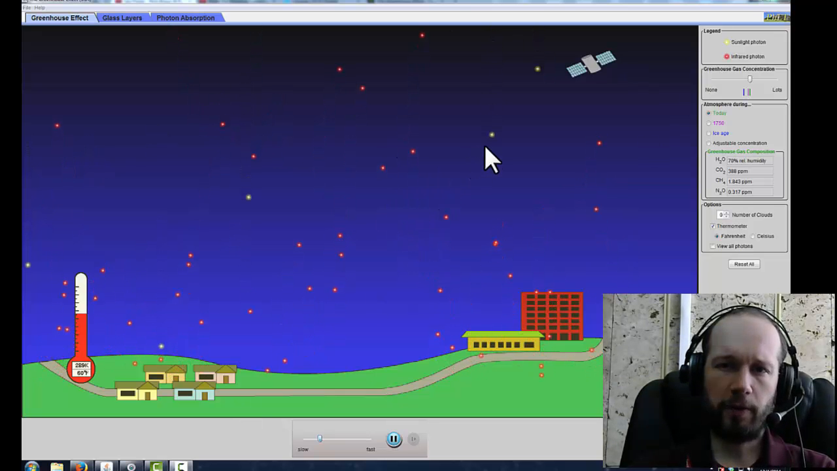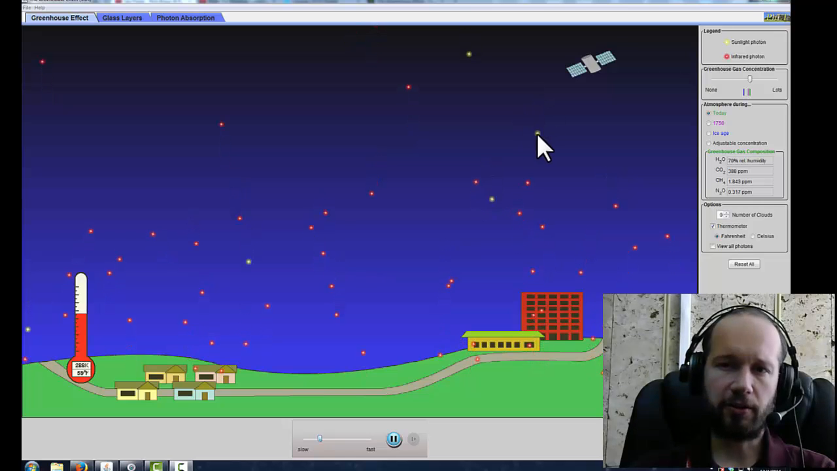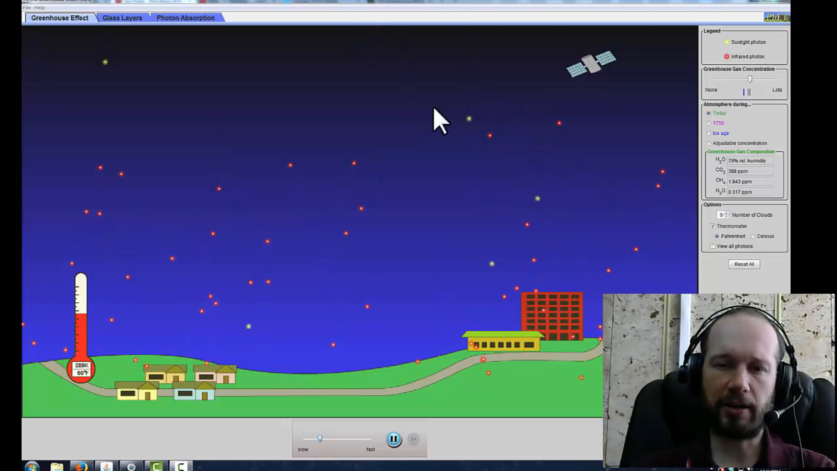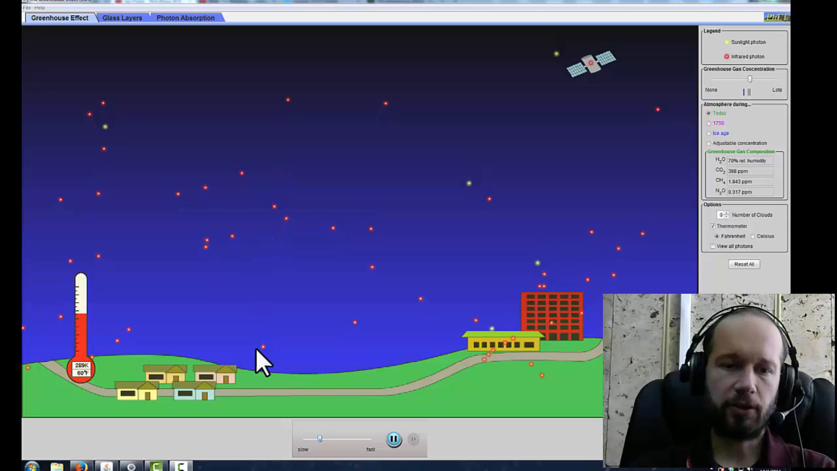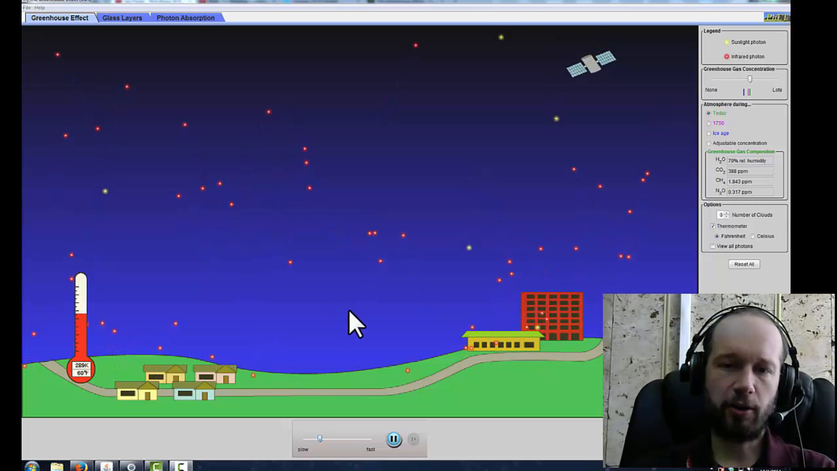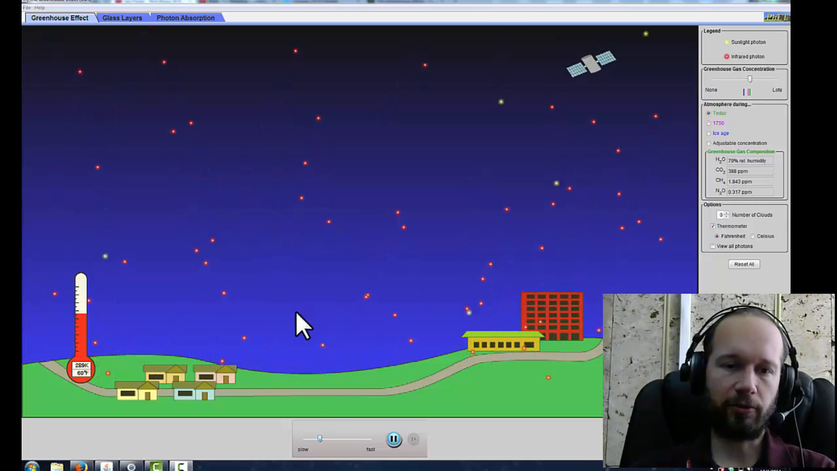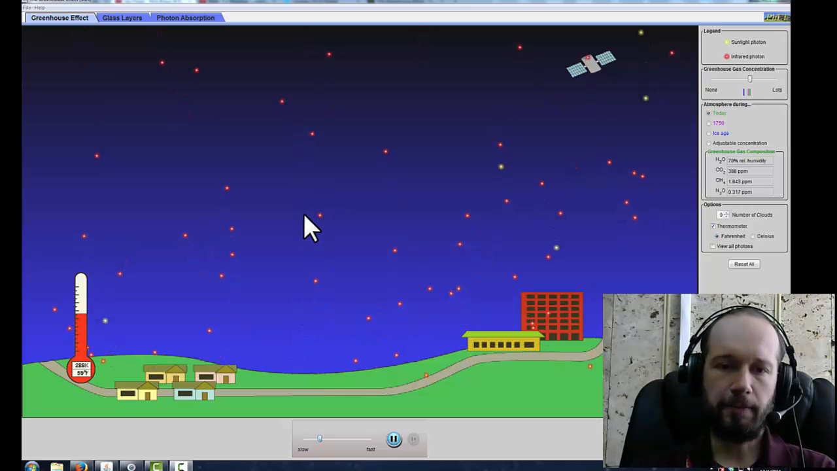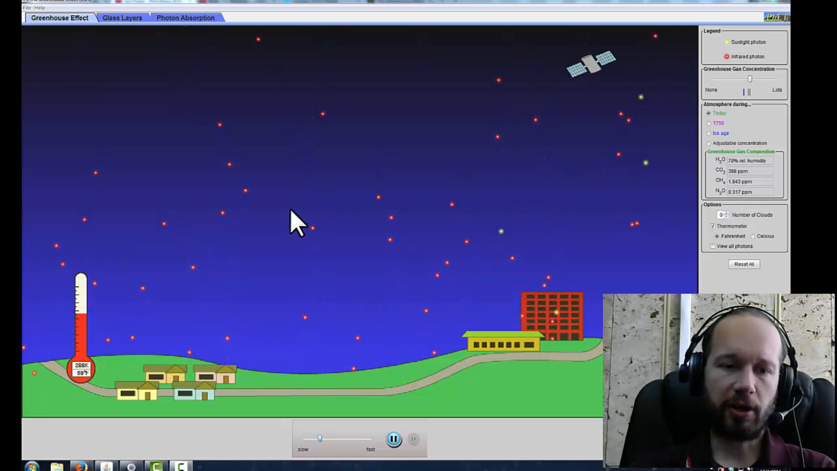So the yellow photons are coming from the sun, and they are the visible photons. So these are the visible light that you see. The red photons, you can see that there are no yellow photons going up, but there's a lot of red photons going up. These are the infrared photons that are emitted by the Earth.